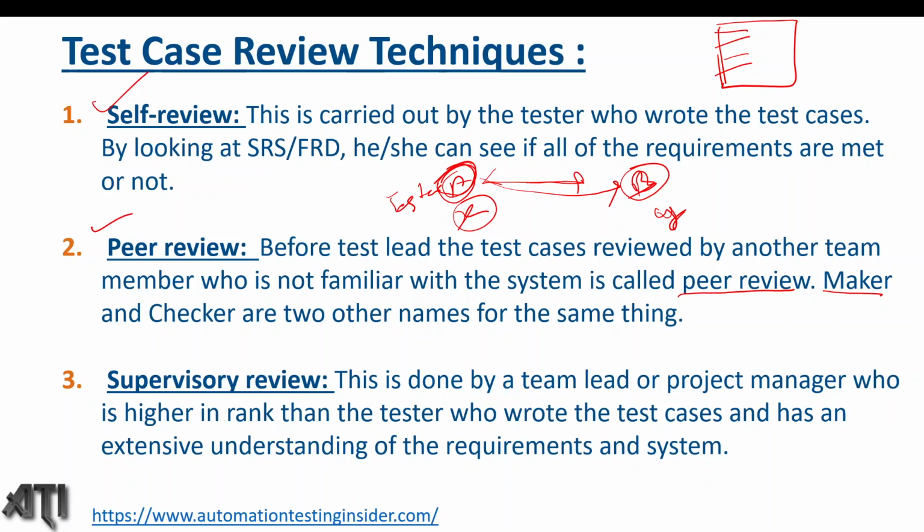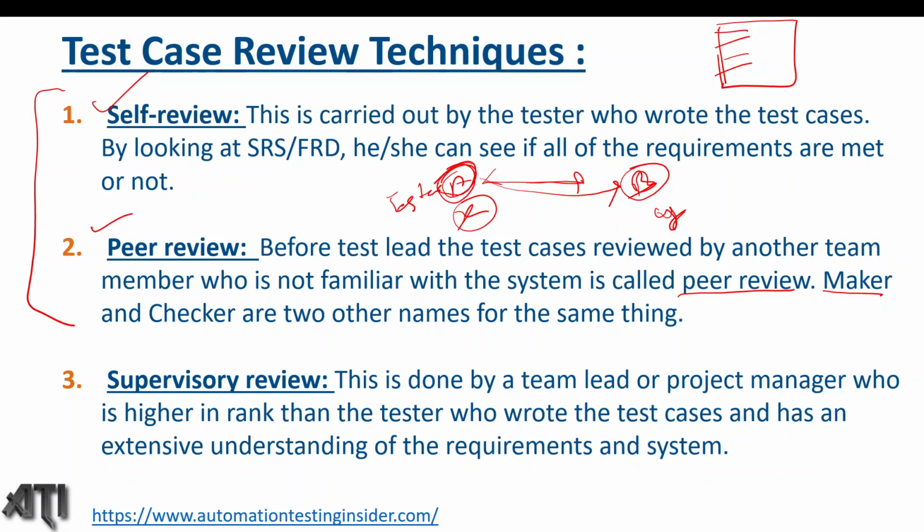Generally, in most cases we follow these two processes, self-review and peer review. These are the mandatory processes which we follow. We always do self-review and later on peer review, and sometimes it is reviewed by the test lead or test manager as well in some cases. That is not mandatory, but in some cases it is reviewed by the lead as well.